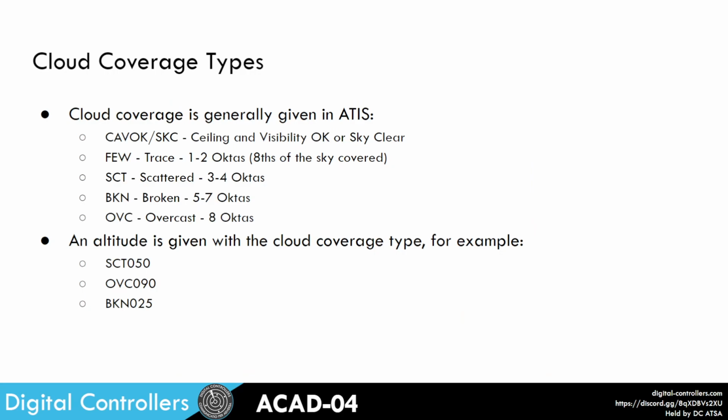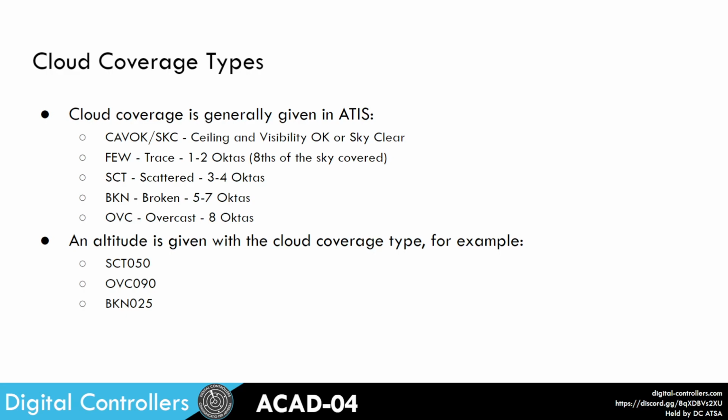Next, let's talk about cloud coverage. Cloud coverage is typically given in the ATIS or in METARs, meteorological aerodrome reports. We have a few different ways of defining it. A completely clear day would be described as CAVOK or sky clear, depending on who you ask and where in the world you are. Then cloud coverage beyond that is described in octas, which is how many eighths of the sky is covered by cloud. So we have trace clouds or few clouds at 1 to 2 octas, scattered clouds at 3 or 4 octas, broken clouds at 5 to 7 octas, and overcast at 8 octas, where it is completely covered.